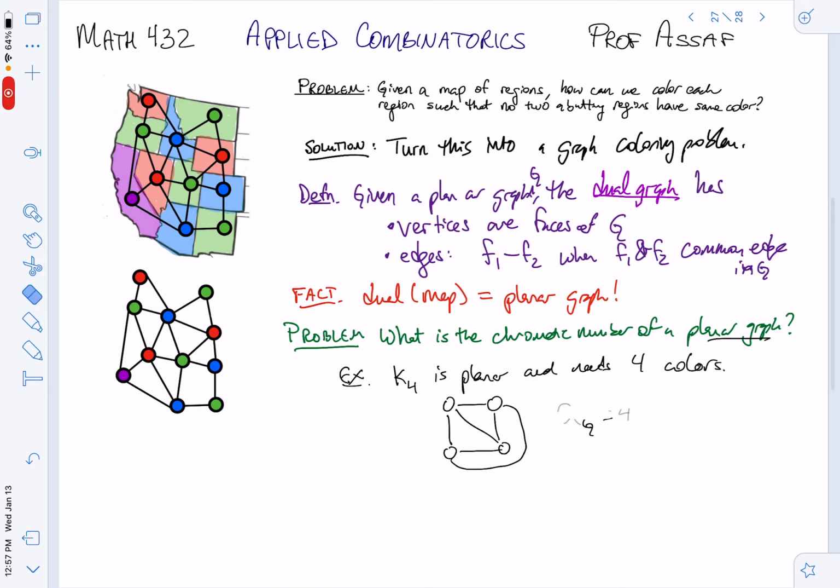Well, not for every planar graph. Some don't need that. But most planar graphs are going to need at least 4 colors. So we want to know, okay, can we do it with 5 colors? Can we do it with 6 colors? Some graphs need 17 colors.